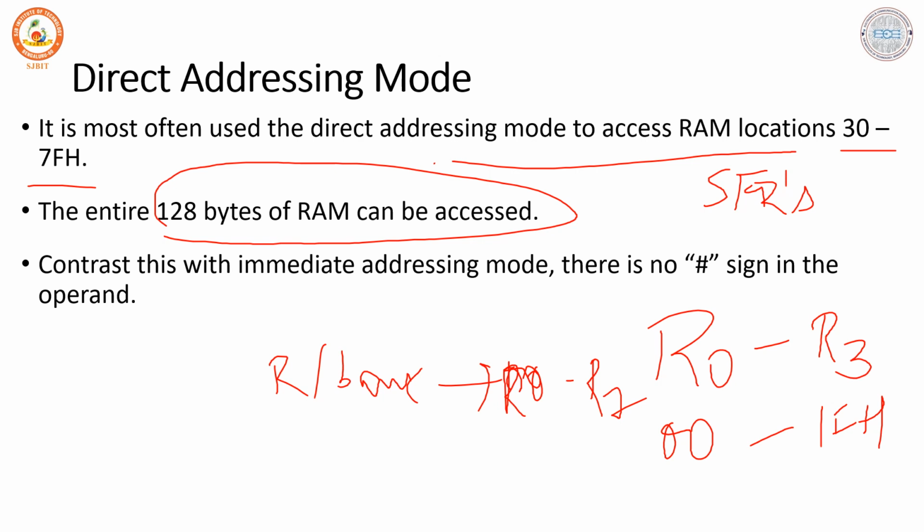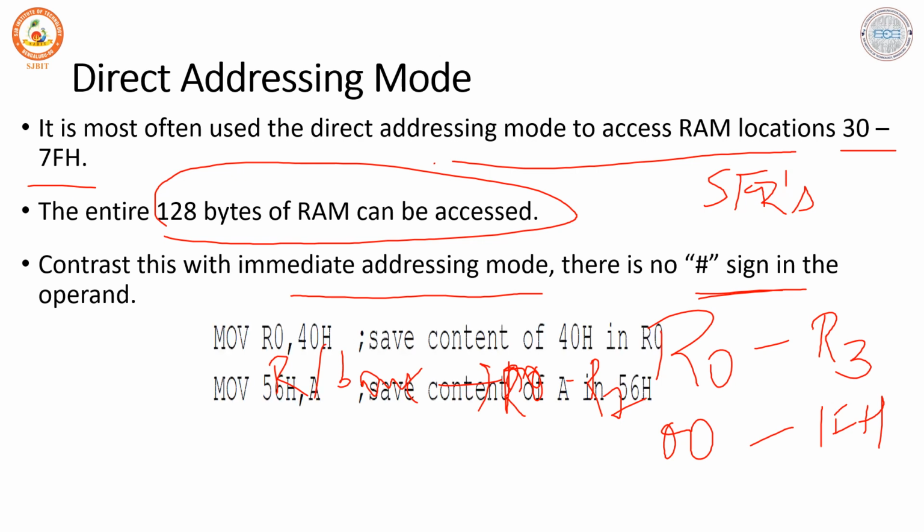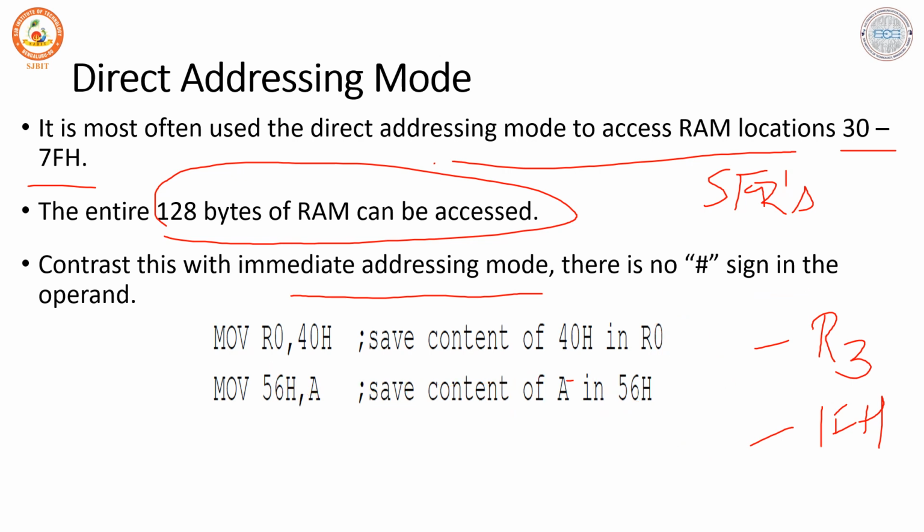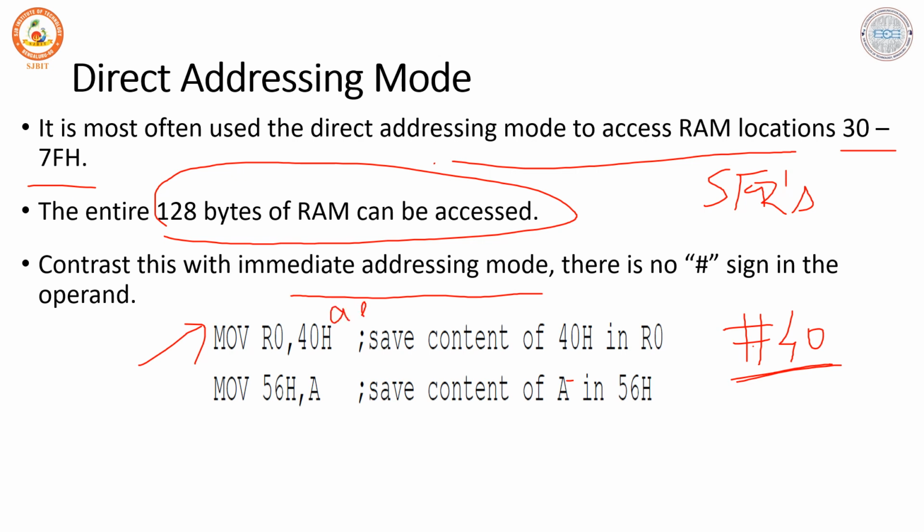In contrast to this, we have the immediate addressing mode, where we make use of the hash sign, but in the direct addressing mode, we don't make use of this hash sign. Say, for example, I'll give an example. Here we have an instruction MOV R0, 40. You can see here we have not used any hash symbol. If you use a hash for 40, it becomes an immediate value. Without the hash, it becomes an address field, so it is a memory address location from where the data will be taken.